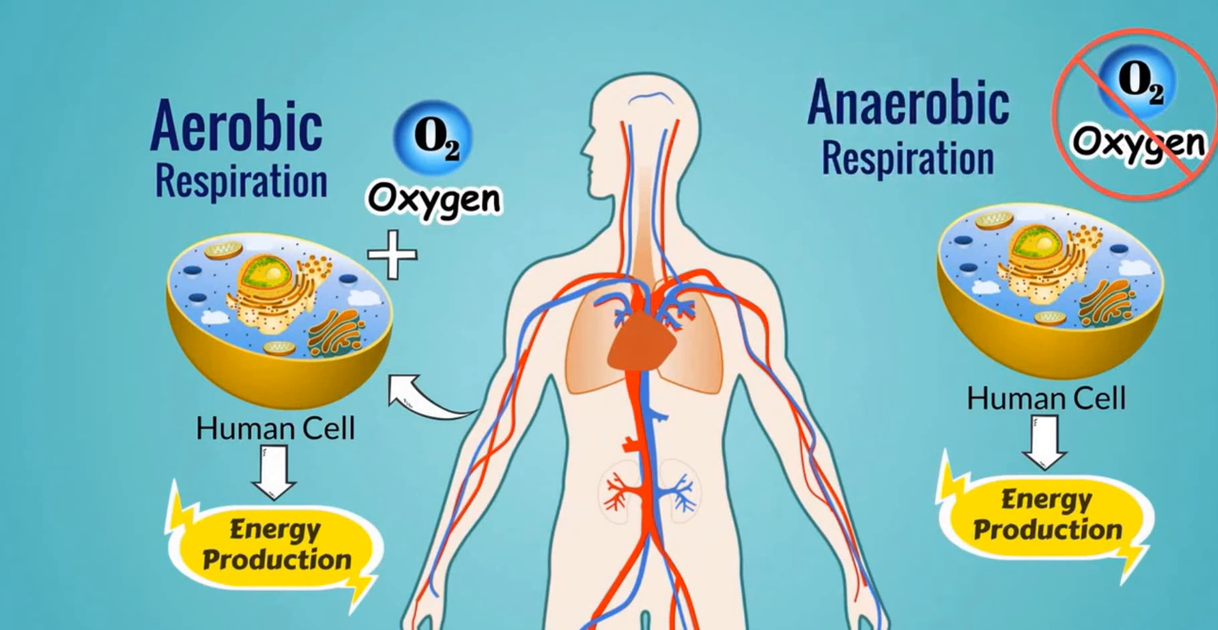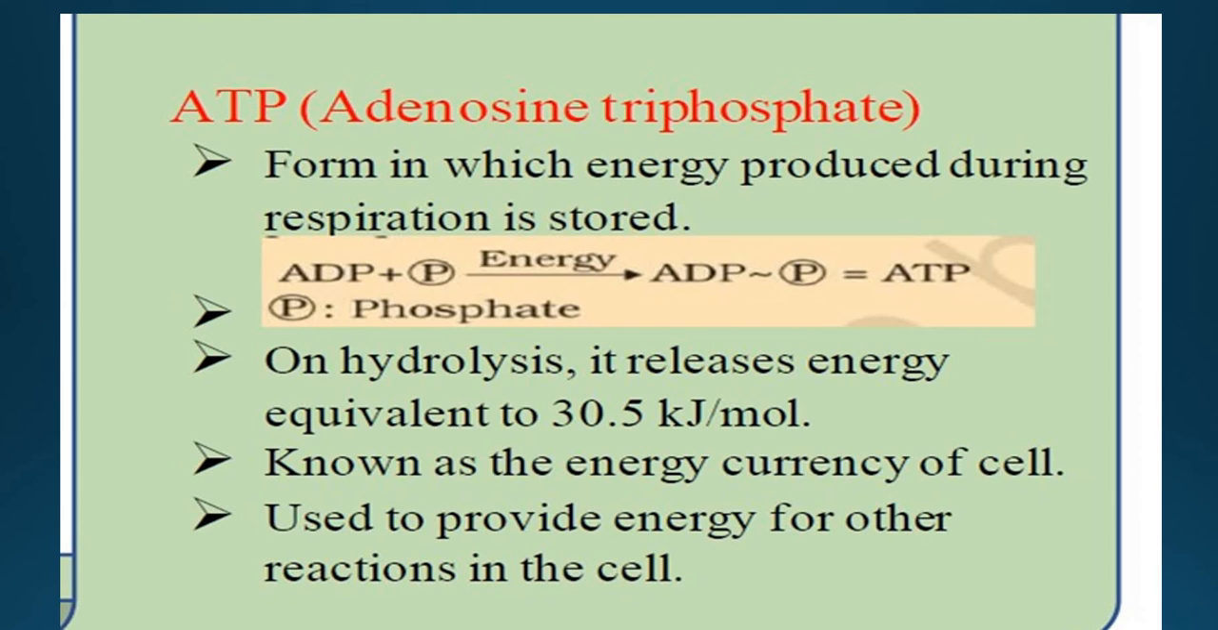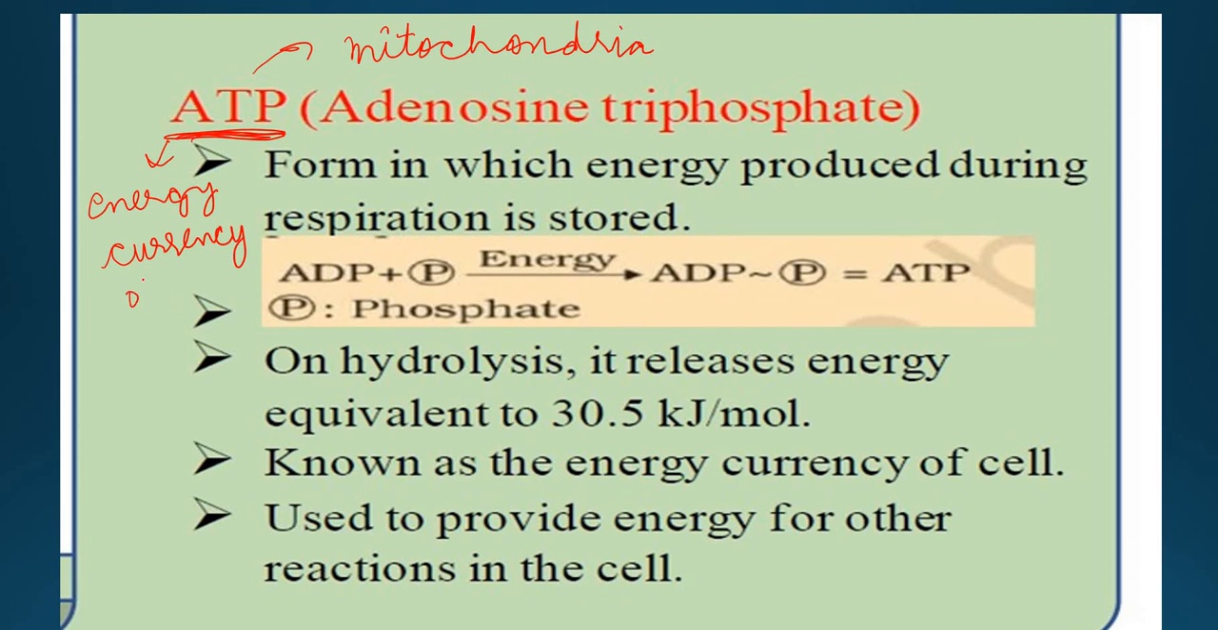Now, what is ATP? As I told you, ATP is produced in mitochondria. They are formed in mitochondria, which is called the powerhouse of the cell, and ATPs are called the energy currency of the cell, formed in mitochondria.